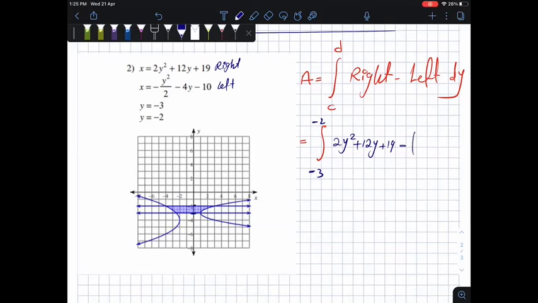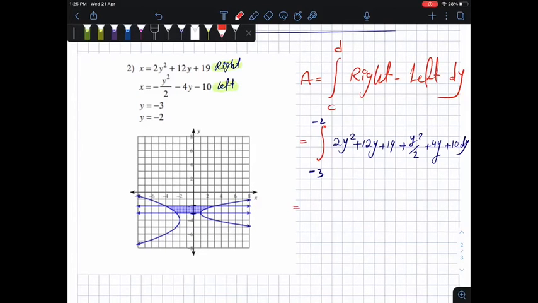Two y squared plus 12y plus 19 minus negative will be positive y squared over 2 plus 4y plus 10 dy, and then integrate easily and by adding 1, the regular factor, or basic factor, of the integration.